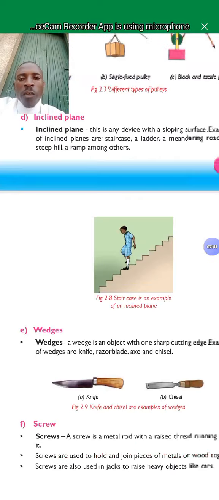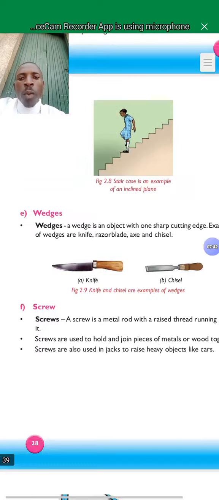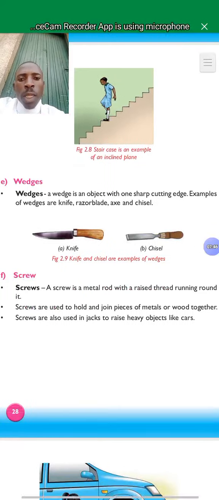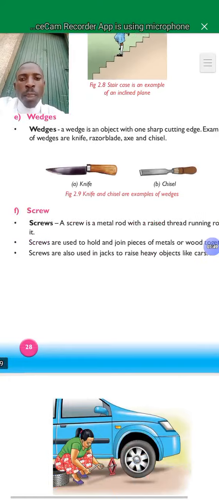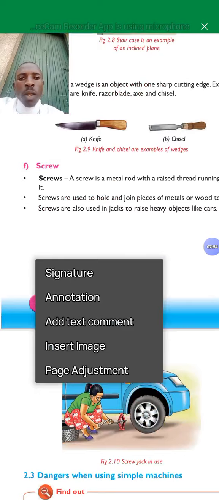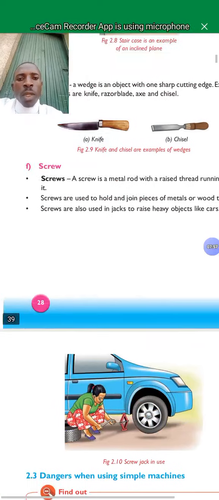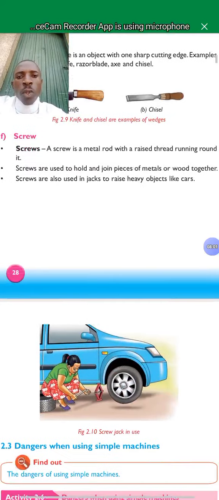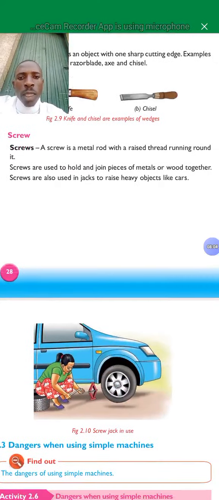Another type of simple machine is called a wedge, an object with a sharp cutting point. Examples are a knife, razor blade, axe, and chisel. The next type of simple machine is the screw. A screw is a metal rod with a spiral thread around it, used to join metal or wood. Screws are used in jacks to raise heavy objects like cars.